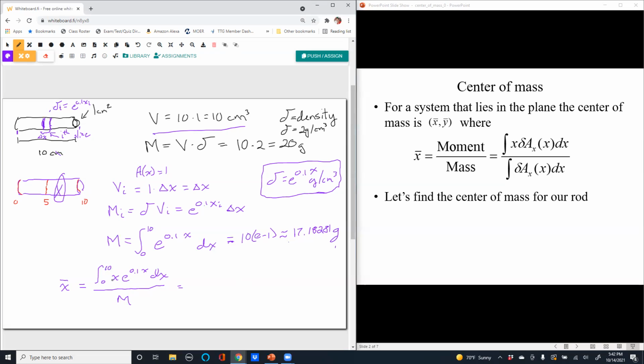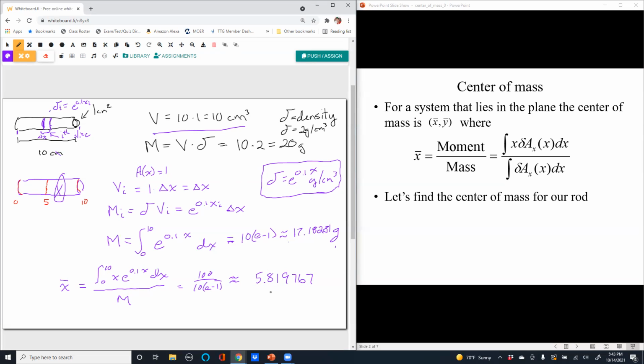Okay, so it turns out this top integral actually just comes out to be 100. This one is 10 over e minus 1. Let's do it as a decimal because it's a little more meaningful. It comes out to be 5.819767. That makes sense because we do have an increasing density, but it's increasing very slowly. So having it be just to the right of 5 seems pretty reasonable.